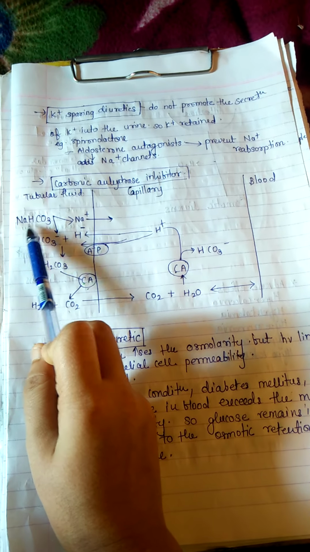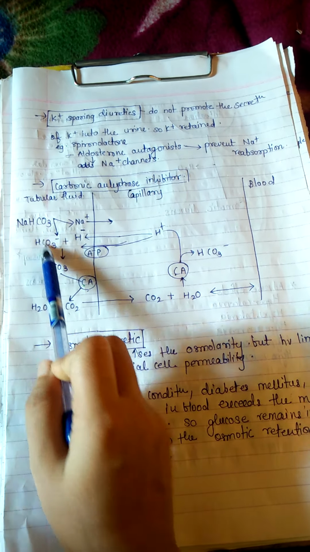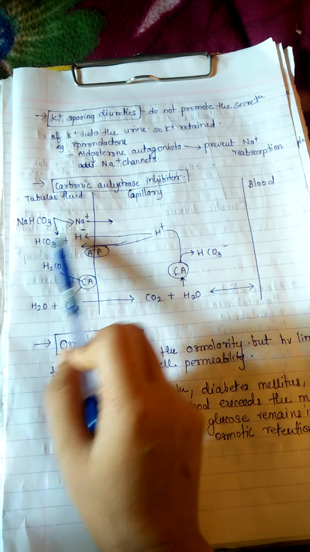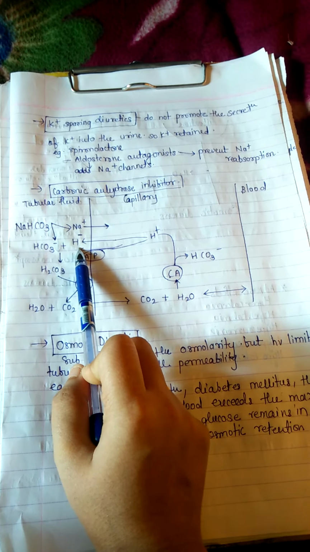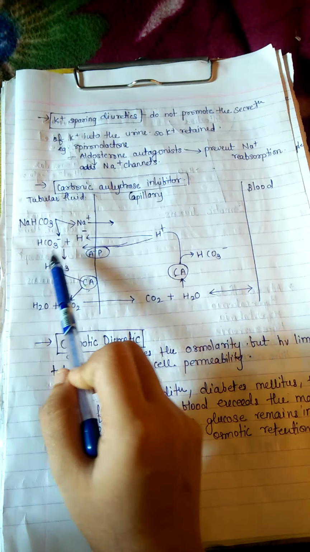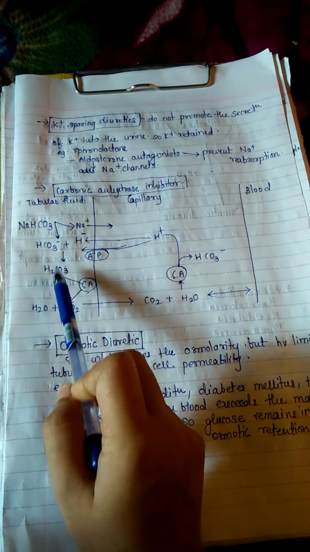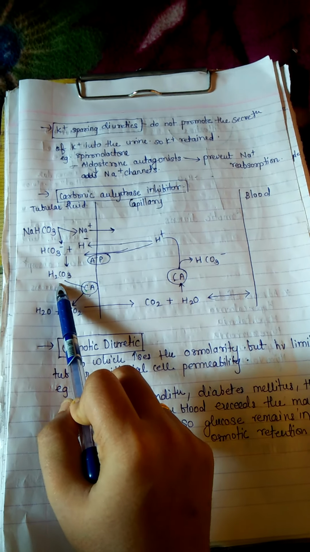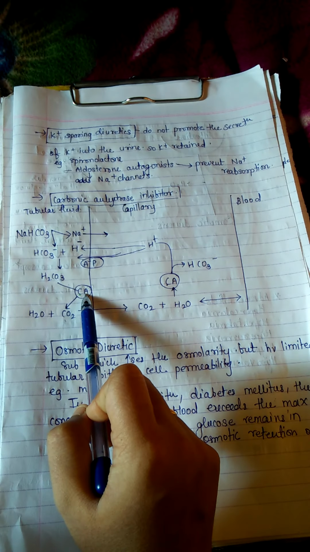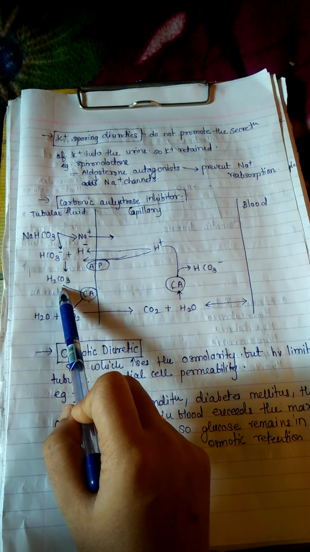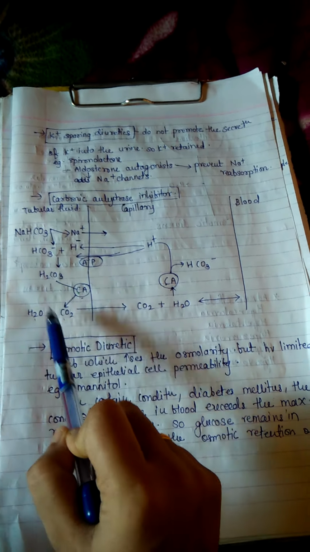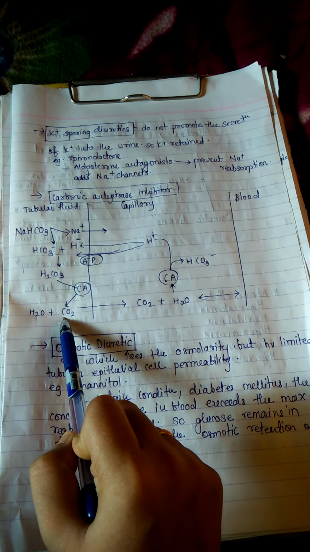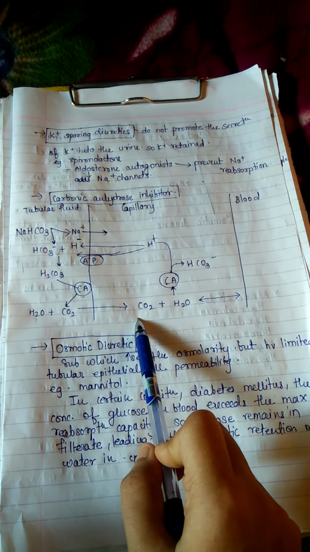First, NaHCO3, sodium bicarbonate, splits into Na plus and HCO3 minus plus H plus. Okay, then this HCO3 minus and H plus combine to form H2CO3. In presence of carbonic anhydrase, this H2CO3 gets split into H2O and CO2. This CO2 enters the capillary.